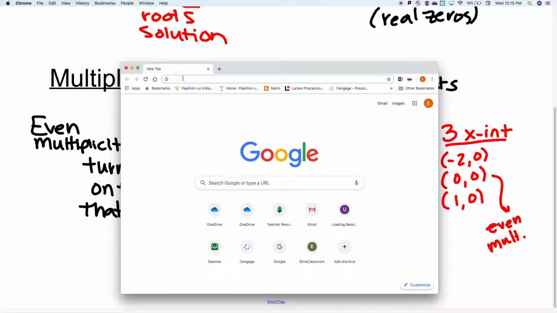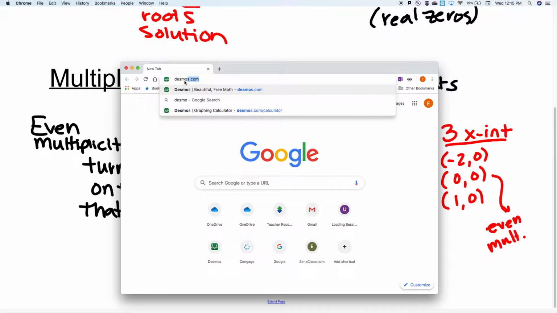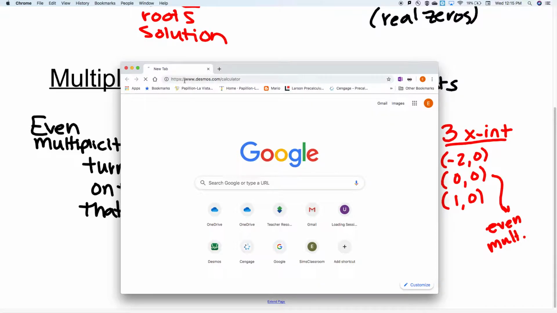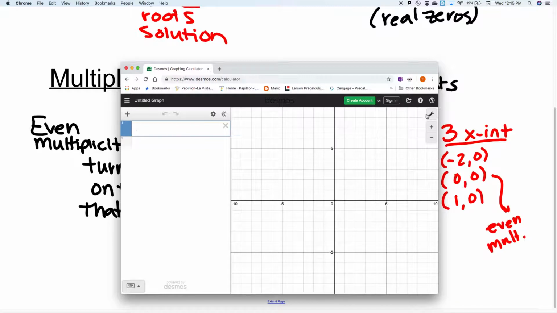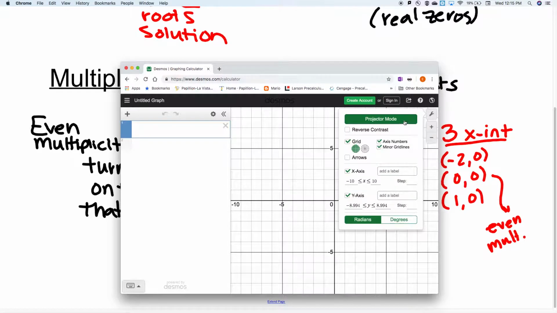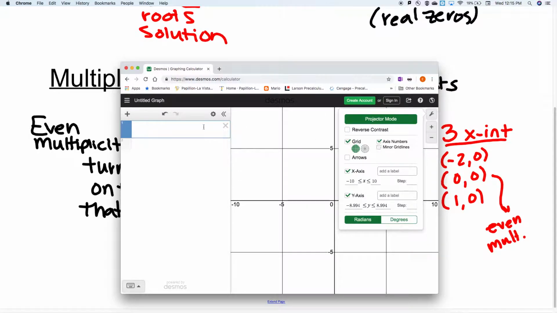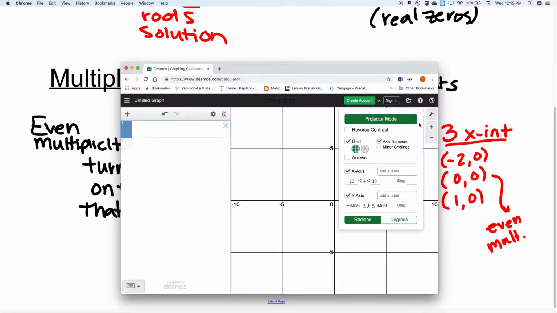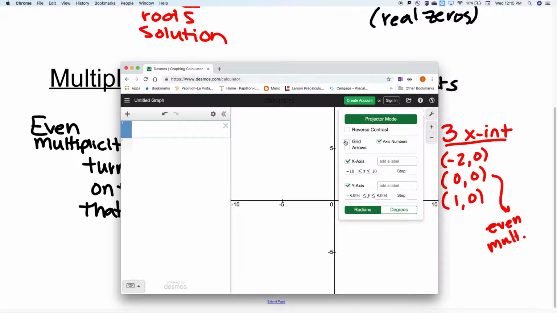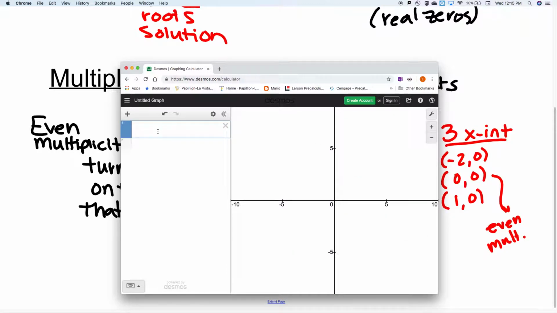So I'm going to pull over here. I'm going to do Desmos real fast. This is on projector mode. Actually, I don't even need the other ones. We don't need the numbers. We don't need the grid at all. How about that? Okay. So I'm going to graph y equals x squared.